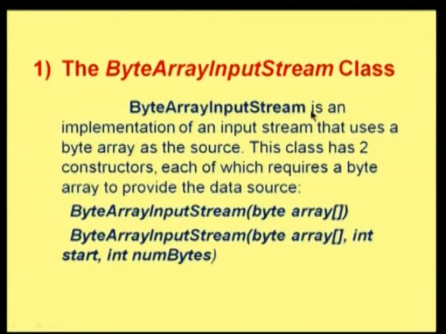ByteArrayInputStream is an implementation of an InputStream that uses a byte array as a source. This class has two constructors, each of which requires a byte array to provide the data source. So, ByteArrayInputStream takes a byte array, and the other ByteArrayInputStream constructor takes a byte array as well as the start and the number of bytes that you are going to use from that particular byte array to create the ByteArrayInputStream. So, this ByteArrayInputStream is going to take a byte array, an array of bytes, as the parameter for the constructor.